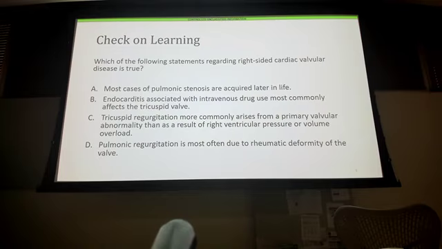Based on an infective endocarditis, okay? So which of the following statements regarding right-sided cardiac valvular disease is true? What are your thoughts?